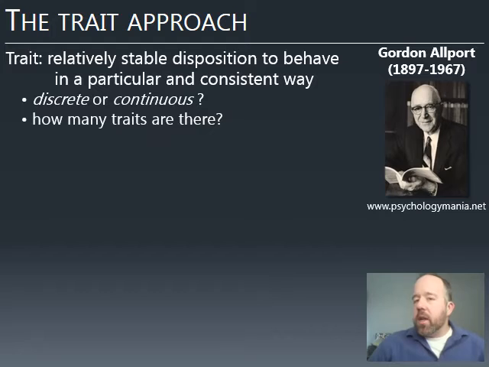The question there is, how many traits are there? Are there as many traits as there are words to describe people? Probably not. That'd be cumbersome. And so the history of the trait-based approach, a lot of it is about trying to figure out how many traits there are. How many ways do we need to describe someone to really capture their personality?